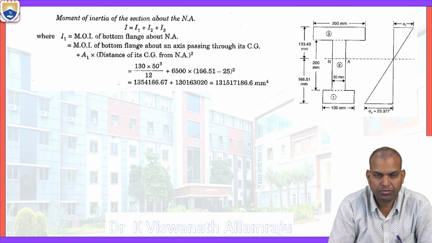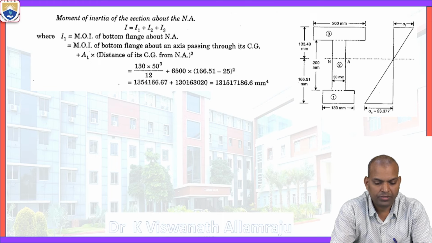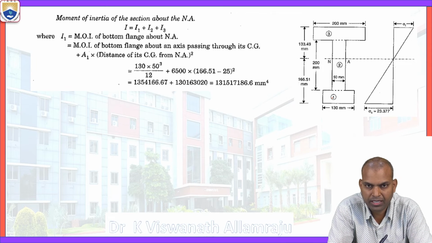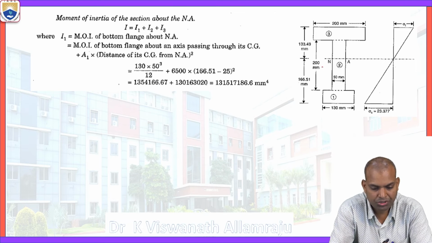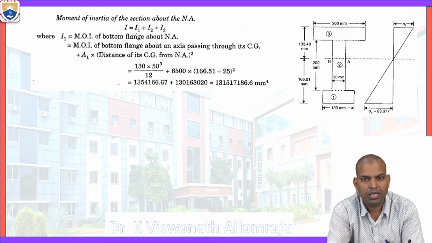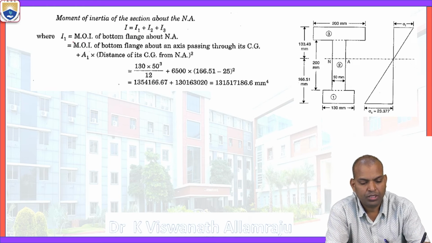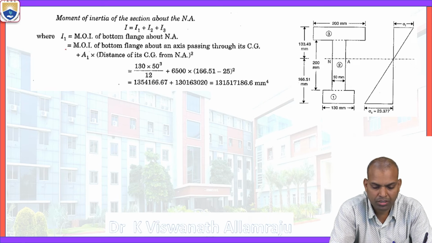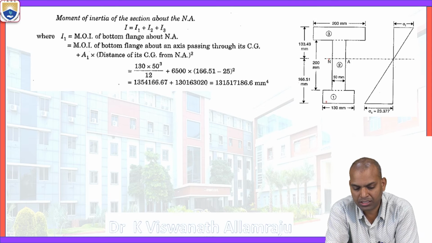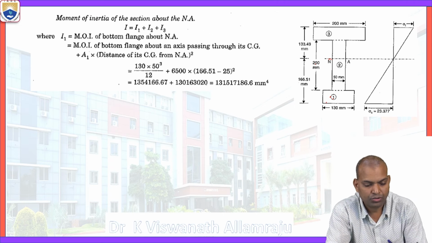Now, what is the second objective? The second objective, moment of inertia of the section about neutral axis. So, there are here three areas: the bottom flange, web and top flange. So, the moment of inertia of this section about neutral axis equals I1 plus I2 plus I3. I1 means moment of inertia of bottom flange about neutral axis. All will be considered from the neutral axis.